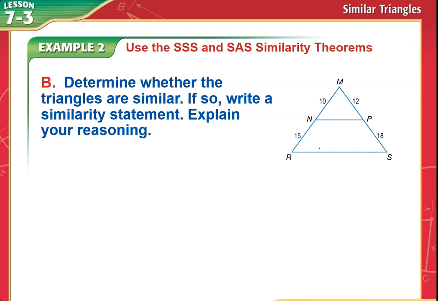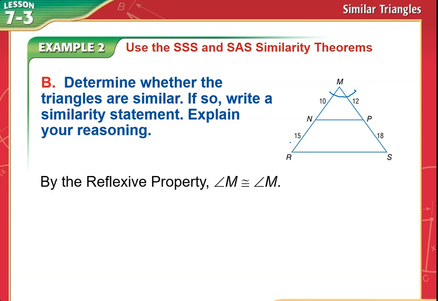So we have, by the reflexive property, I think we can all see that angle M is going to be congruent to angle M. What we're trying to see here is we have the small triangle on top and the big triangle, but they do share that common angle M. So we're going to use the reflexive property to show that they have the same angle.